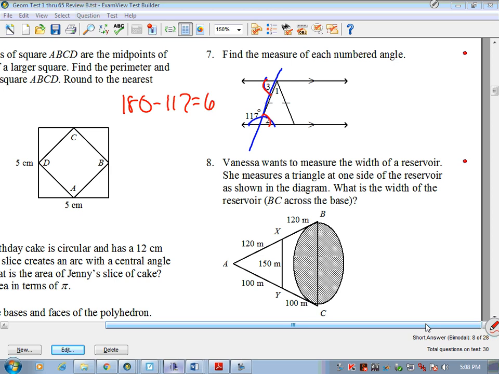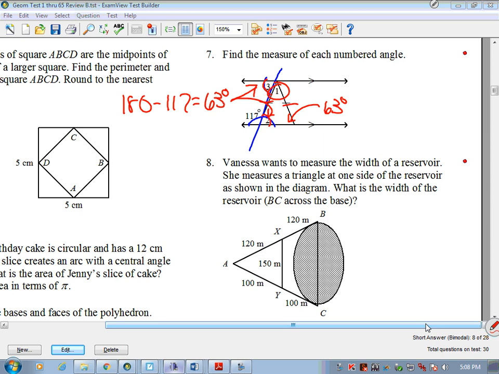Yep, 63. 63 degrees is angle 3 and angle 2. Okay, and because this is an isosceles triangle, my 2 base angles are the same. That's how I'm going to find angle 1.